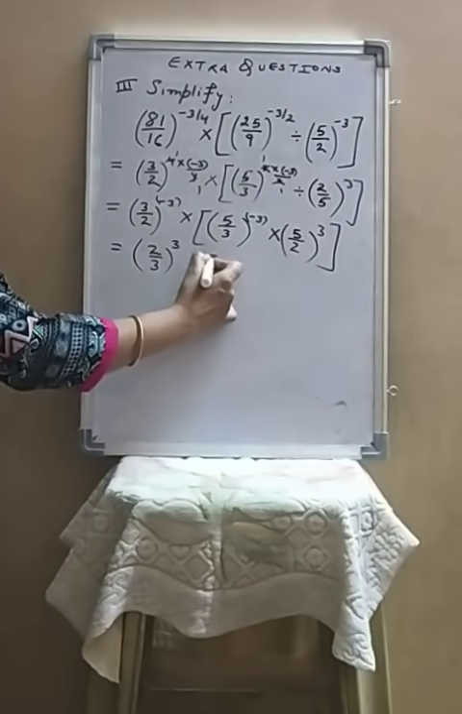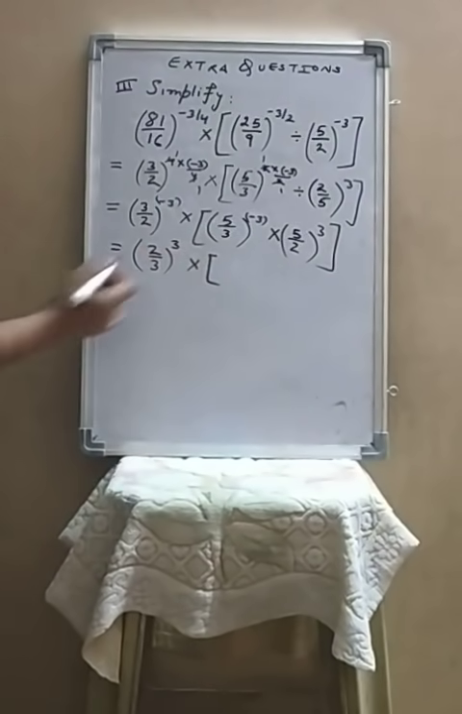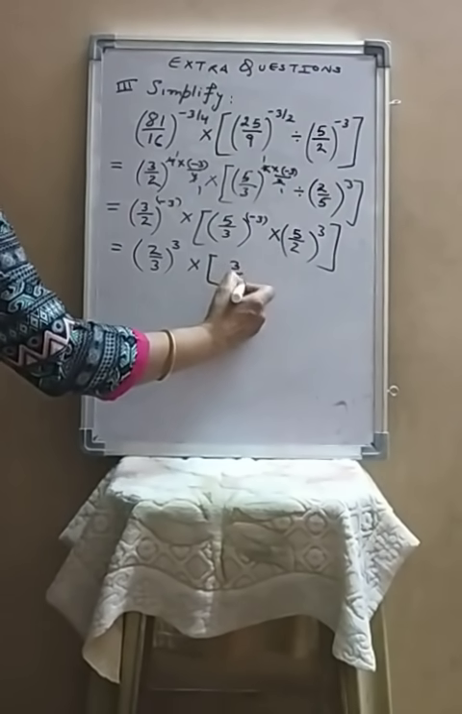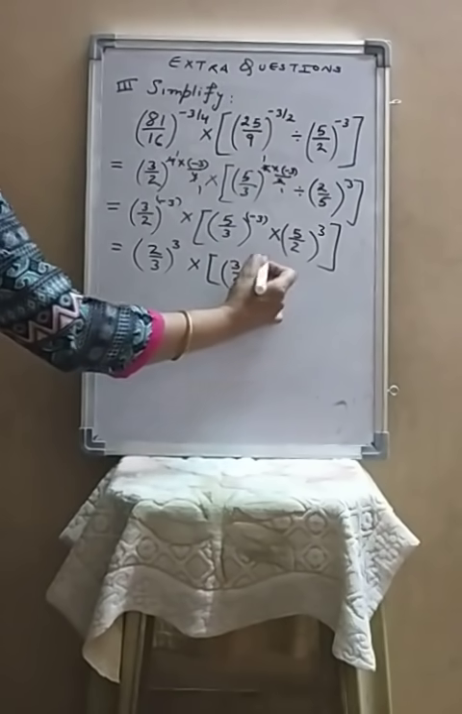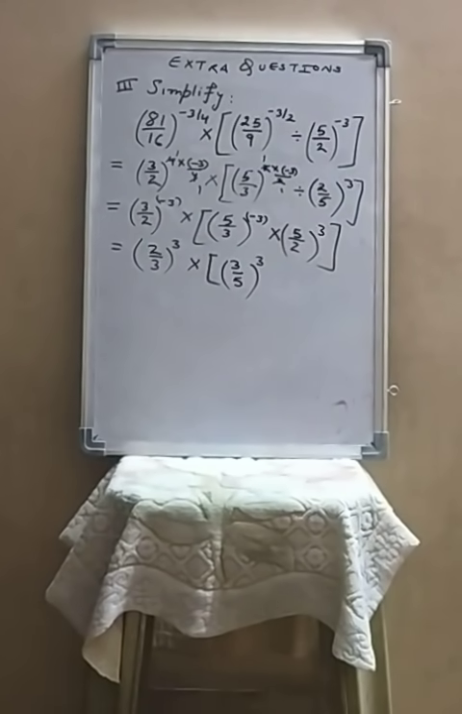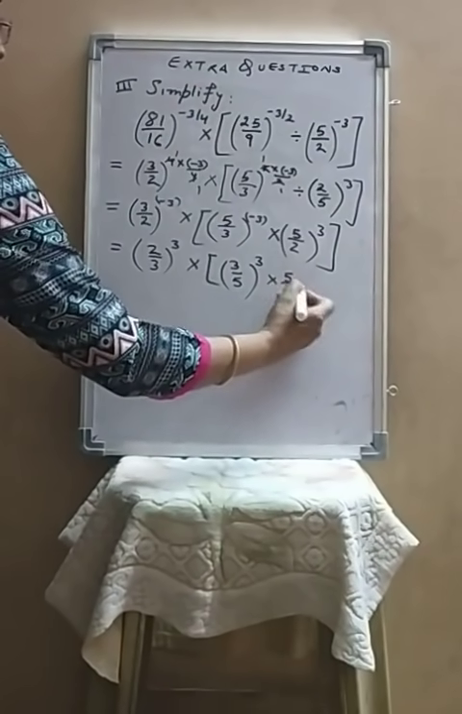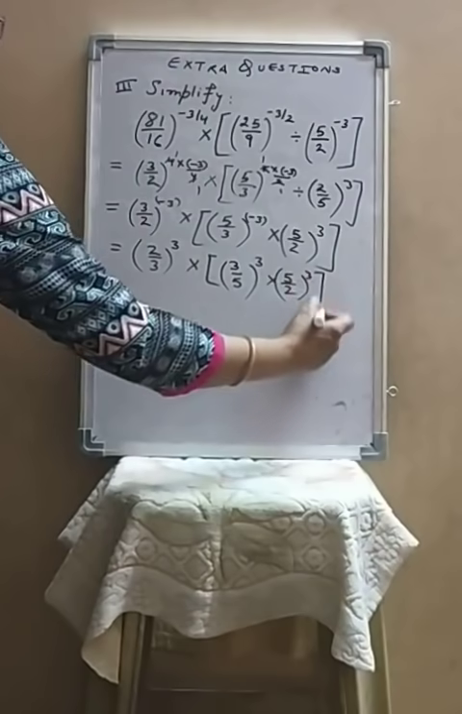And inside the bracket also I can reciprocate it, and I can write it like this, 3 by 5 raised to the power 3, and multiplied by 5 by 2 raised to the power 3.